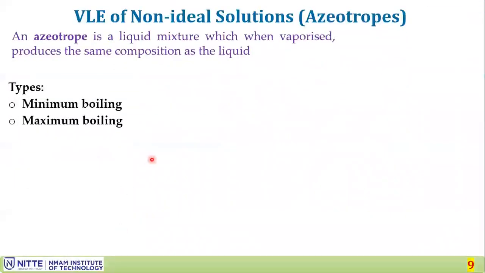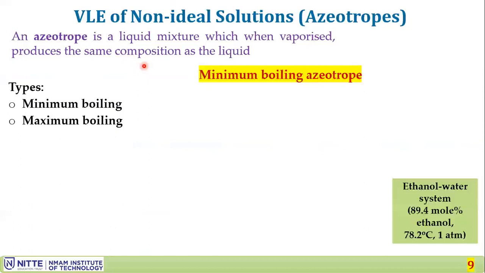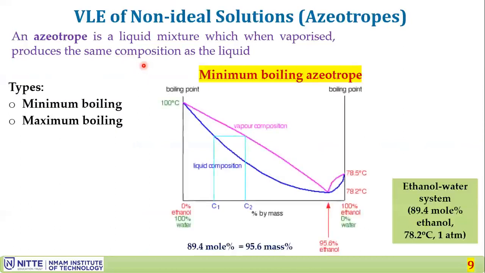For a non-ideal system, slightly there will be differences, and usually they are called as azeotropes. What is this azeotrope? An azeotrope is a liquid mixture. When you vaporize it, it produces same composition as the liquid. So we have two types here, minimum boiling and maximum boiling, and I'll show you in the graph how it looks like. If at all it was an ideal solution, you would have got a TXY diagram up to here. This kind of connectivity will be up to here. But for a non-ideal solution, it intersects somewhere in between, not at the end, somewhere in between.